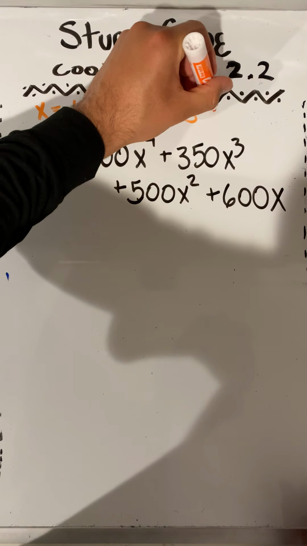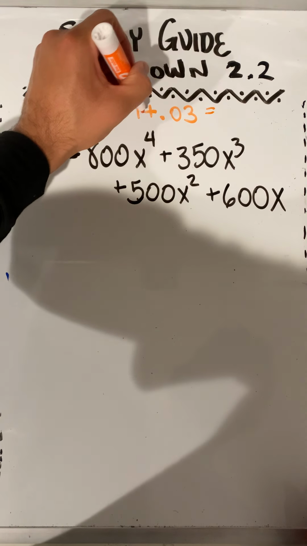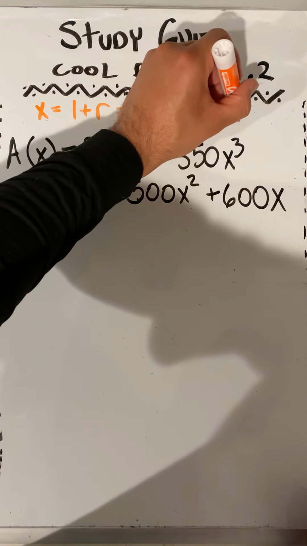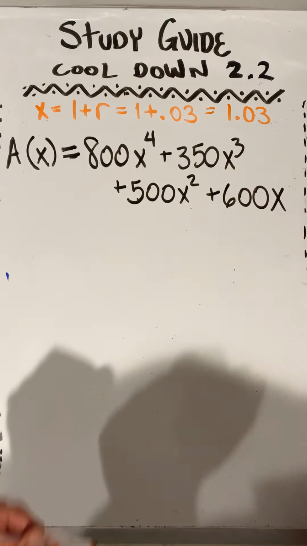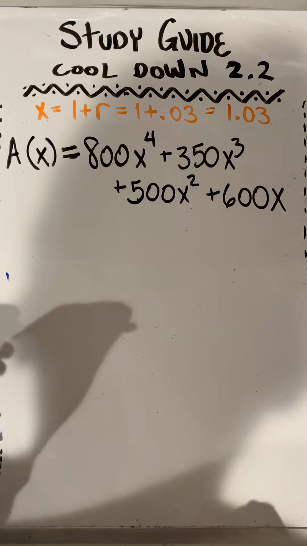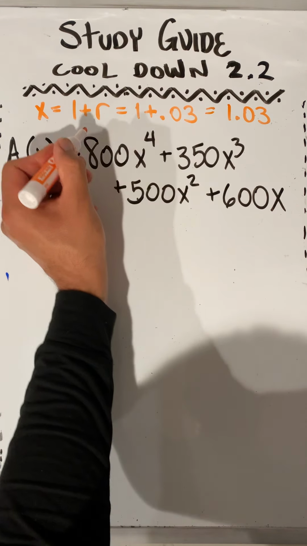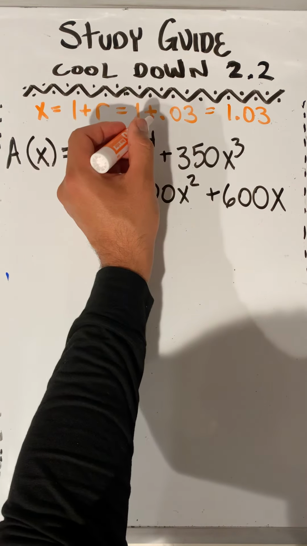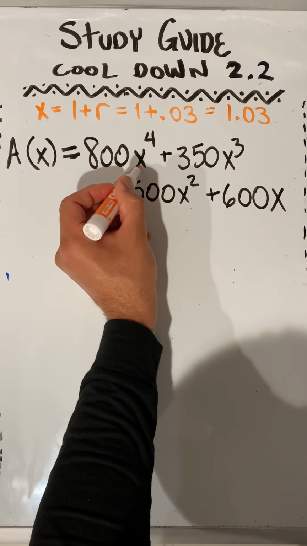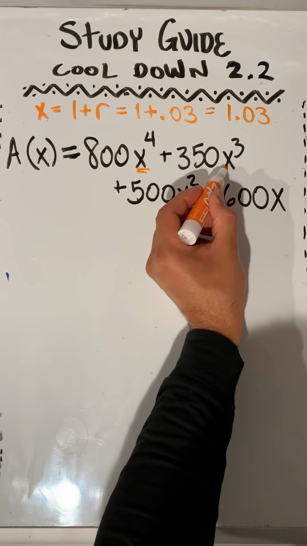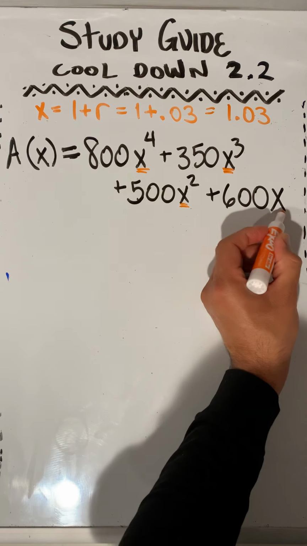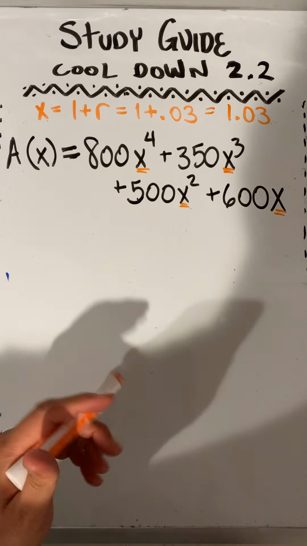So now I can actually add 1 plus 0.03 and I get 1.03. There you go. The reason I'm bringing that up is because I'd like to calculate the value of x as a number rather than substitute 1 plus r and do this every time. Now I can substitute 1.03 in place of each of these x values, and I will do that on the next line.